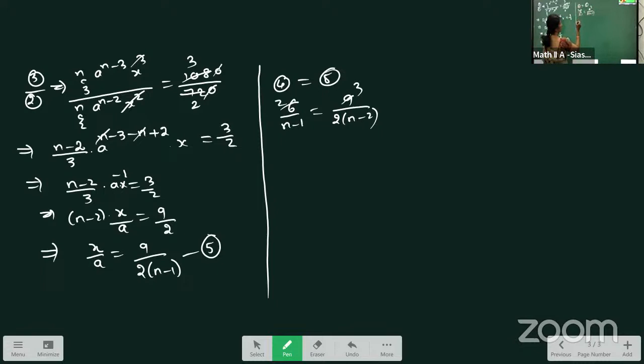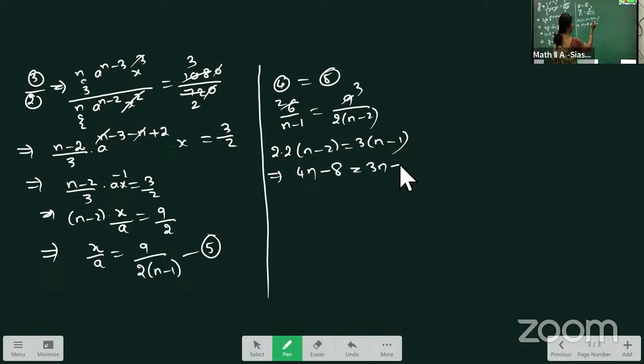Cross multiply: 2 into n minus 2 is equal to 3 into n minus 1. Now multiply: 2 into n, 4n... 2 into minus 2, minus 8, is equal to 3 into n, 3n, minus 3 into 1 is 3. Write n terms together. 4n, bring 3n to this side, minus 3n. And take minus 8 to the right side, it becomes plus 8. 4n minus 3n is n. Minus 3 plus 8 is 5. So we got n is equal to 5.